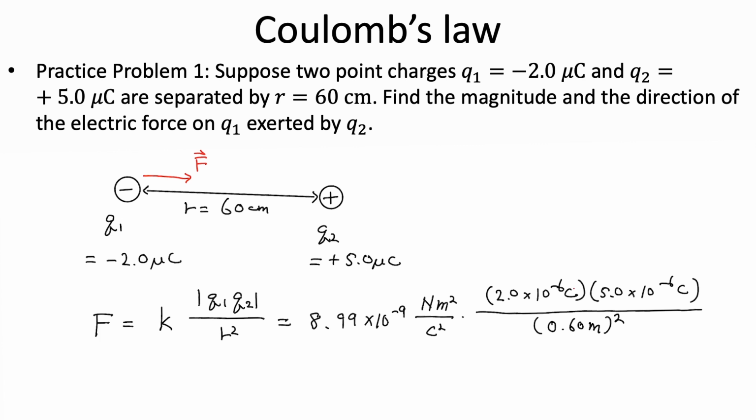Let's check the units. The coulombs squared in the numerator cancel coulomb squared in the constant K, and the meter squared in the constant cancels meters squared in the denominator. And we are just left with newtons, which is the correct unit for the force. We can now plug the values into a calculator and find that the force on Q1 is equal to 0.25 newtons in magnitude. And the direction again is toward Q2.